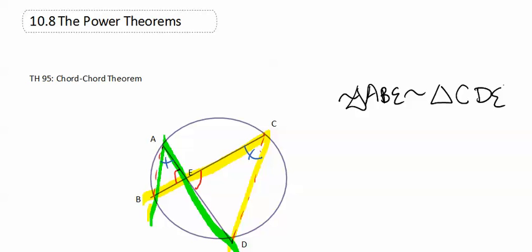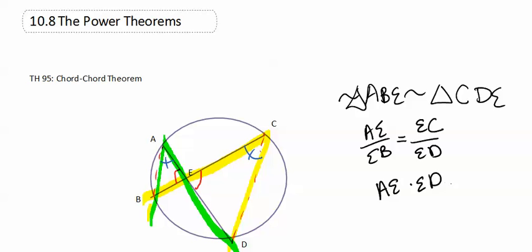And since that happens, that means that the sides are proportional. So AE over EB would be equal to EC over ED. Therefore, the product AE times ED equals BE times EC. And again, that comes from this segment times this segment will equal this segment times that segment.